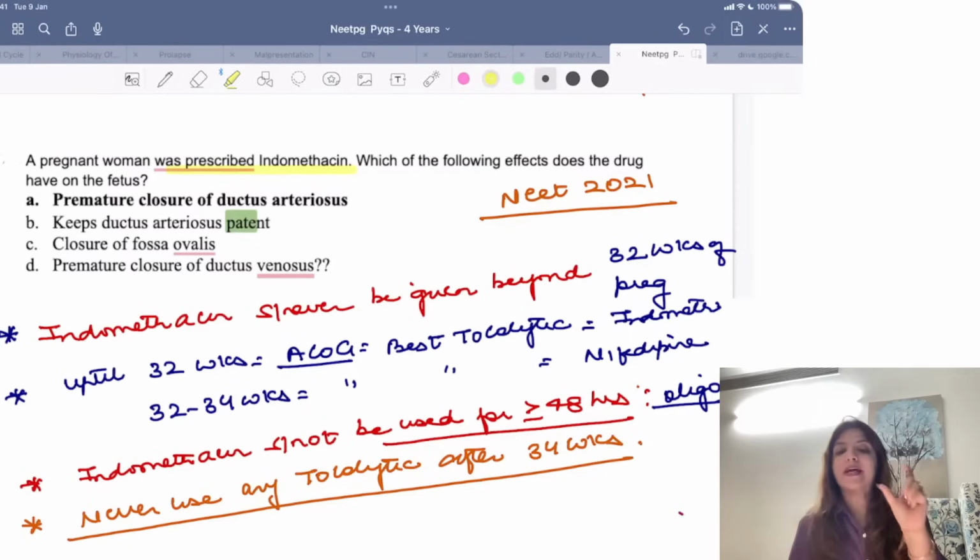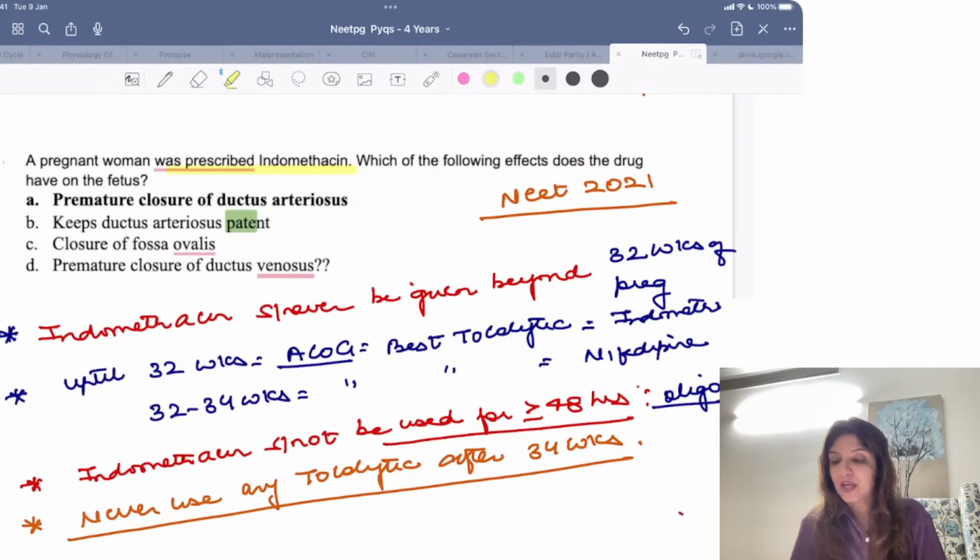Then why is it that just before delivery and just after delivery, we prefer unfractionated heparin? This is because unfractionated heparin's action is very short-lived. So its response can be very quickly withdrawn, right? So that is why just before delivery and immediately after delivery, we prefer unfractionated heparin in comparison to low molecular weight heparin.